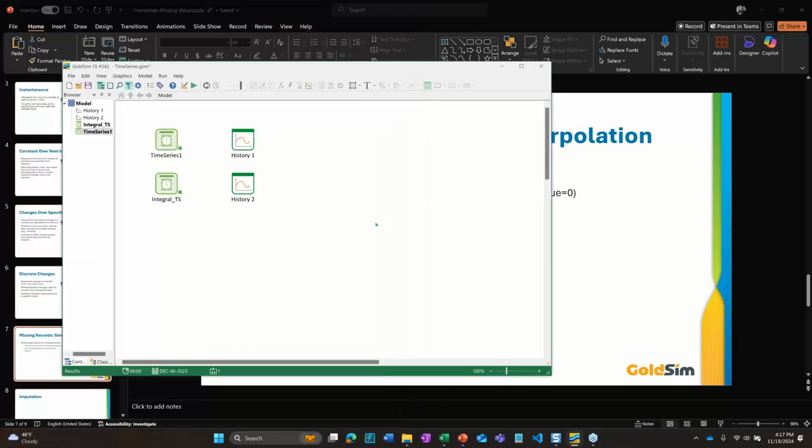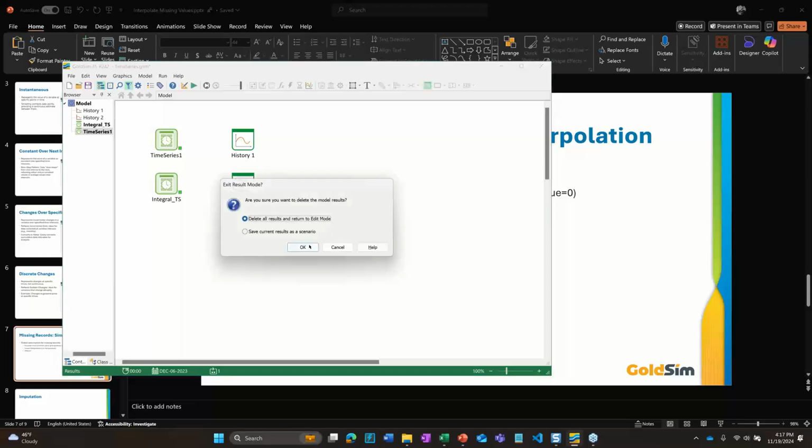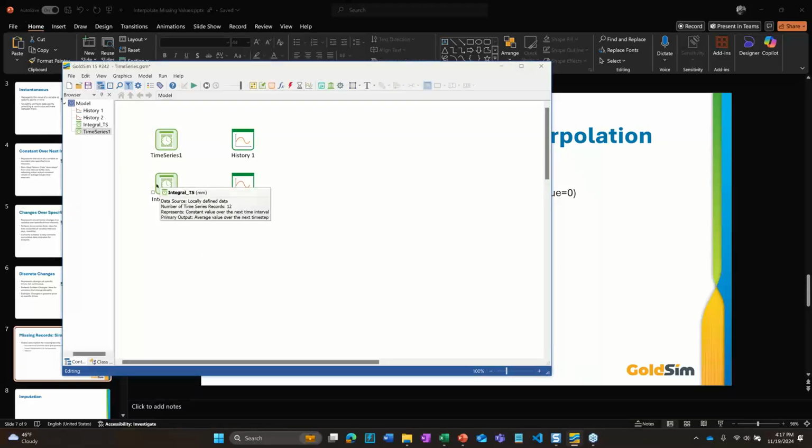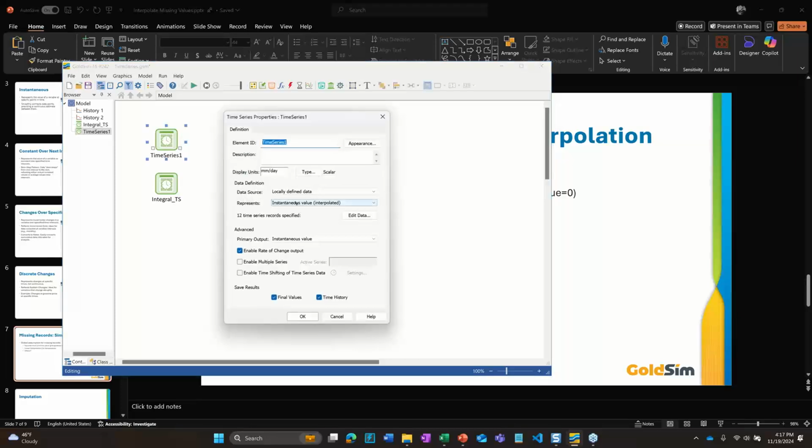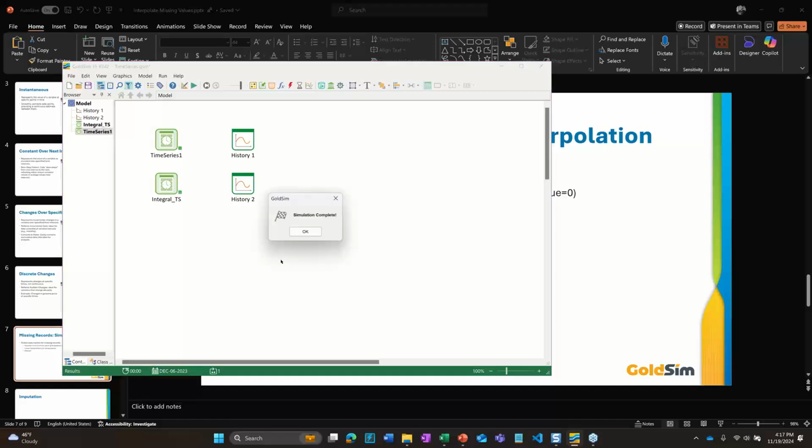So we could, whoops, I'm so used to hitting the function keys on this keyboard. Okay, so just by the way, I'm always using F4 and F5 to run the model and go back to edit mode in case you missed that. So anyway, let's change this to constant over next. Run the model.